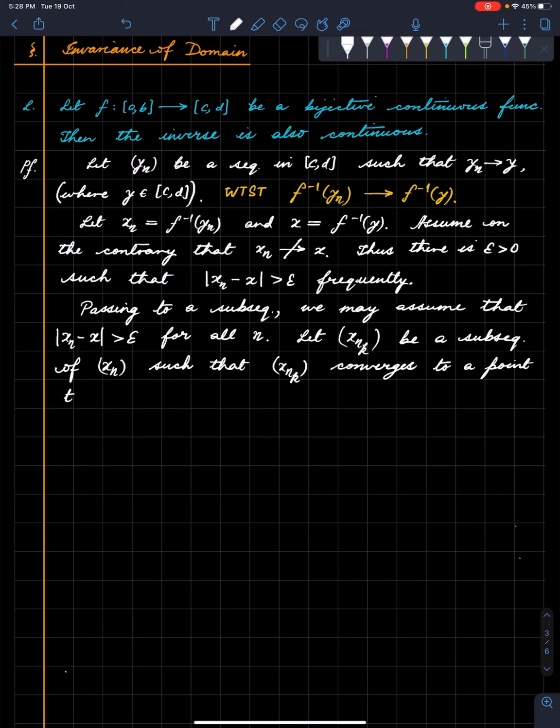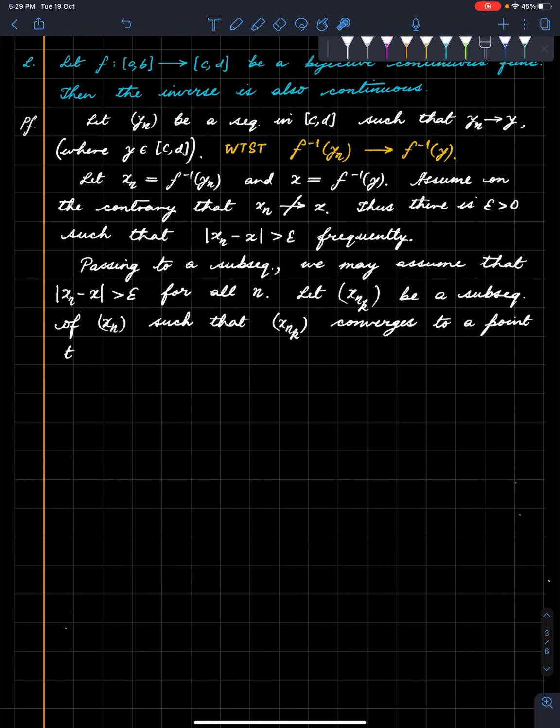And where can t lie? t will also lie here, because each xnk lies in this closed interval, and as we saw, if you have a sequence of points in a closed interval, and that sequence converges, then the limit of the sequence is also in the closed interval. In fact, you don't really need a closed interval, you just need a compact set for that property to hold. In fact, just a closed set, you don't even need a compact set. Anyway, so we know that t will have to lie in [a, b].